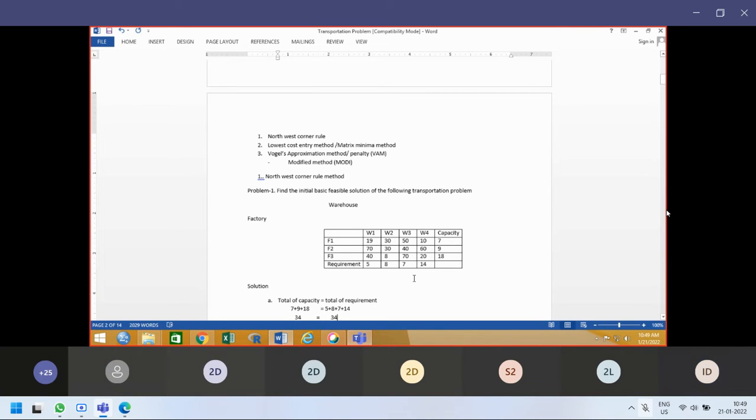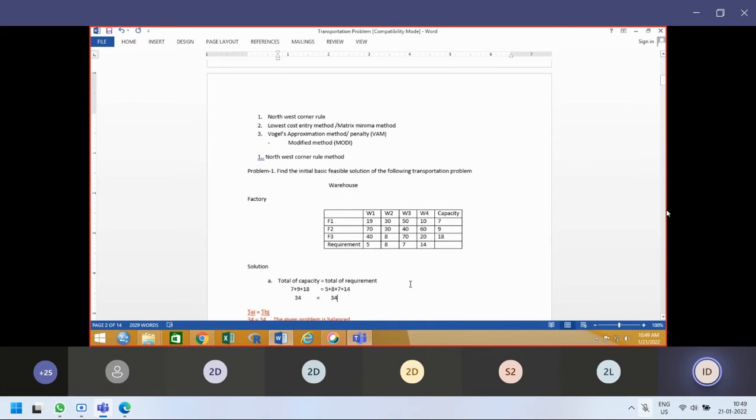Before going to apply the solution, first of all we have to check whether the summation of capacity is equal to summation of requirement. If it is equal, then it is called a balanced problem. If it is not equal, then it is called what kind of problem? Unbalanced problem. Very good. It is called an unbalanced problem.